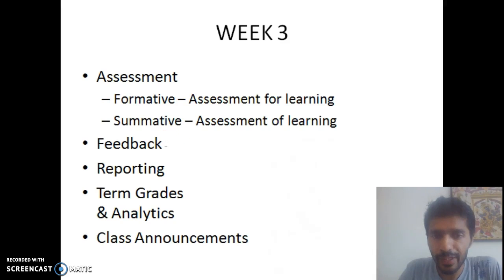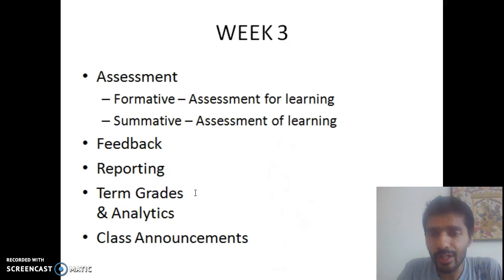We will also look at feedback and the various ways in which feedback could be given on the online platform. We will also learn how we could personalize the feedback that we give. The third thing we will look at is reporting. Pamuja gives 2 types of reports. One is, of course, the term grade, and the second one is reporting how engaged a student is, or basically the engagement report.